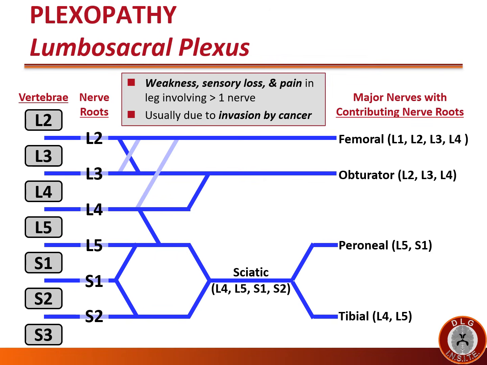Just like in brachial plexopathy, a lumbosacral plexopathy presents with weakness, sensory loss, and pain in a leg, this time not in the arm, involving more than one nerve. In general, if a patient has weakness, sensory loss, and pain in a limb that does not correspond to a clean, pure radicular pattern and is involving more than one nerve, think plexopathy. The most common reason for a lumbosacral plexopathy is invasion by cancer, though both the brachial and lumbosacral plexus may be affected by inflammation and autoimmune disease as well.